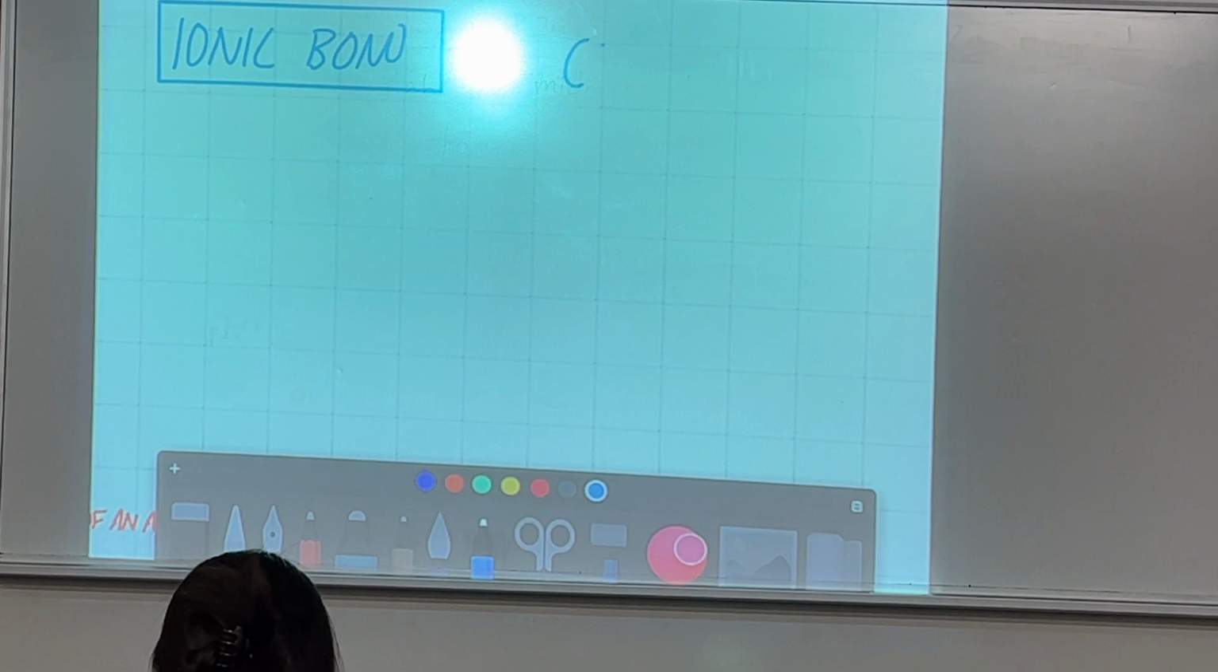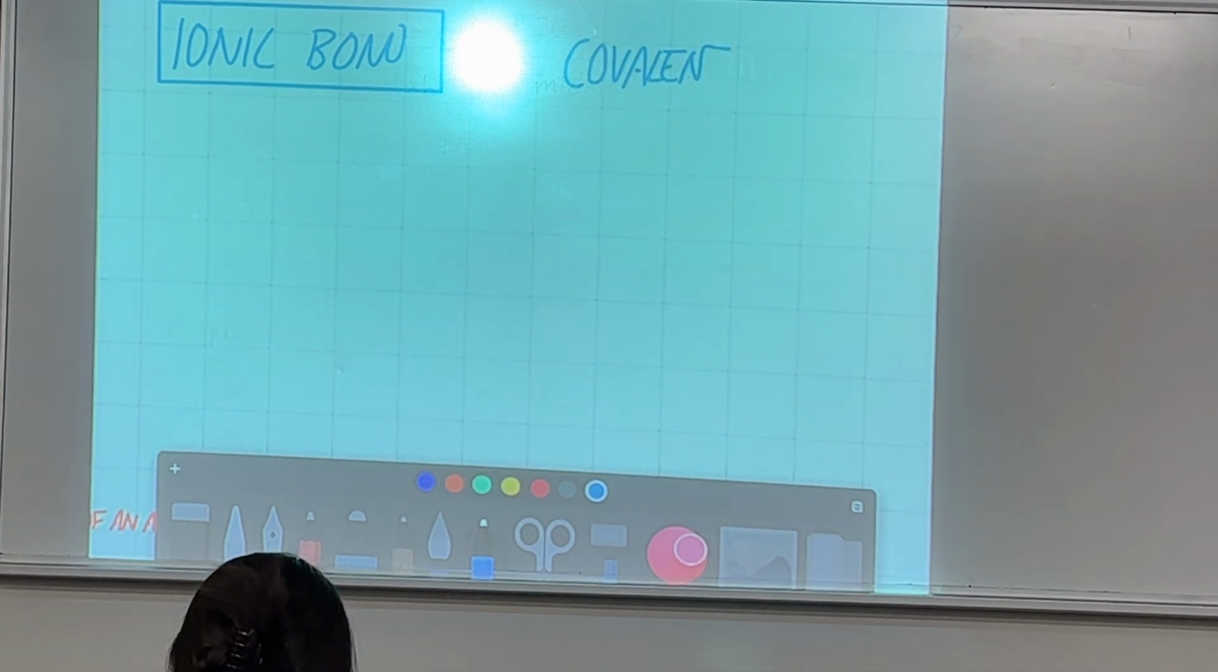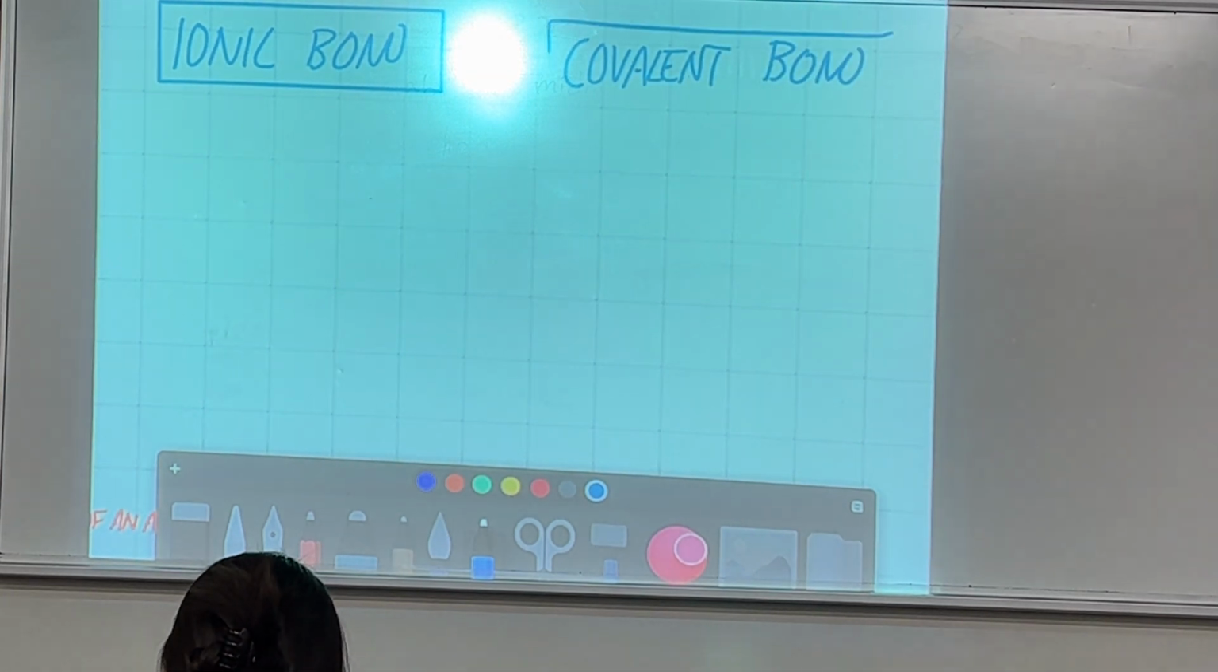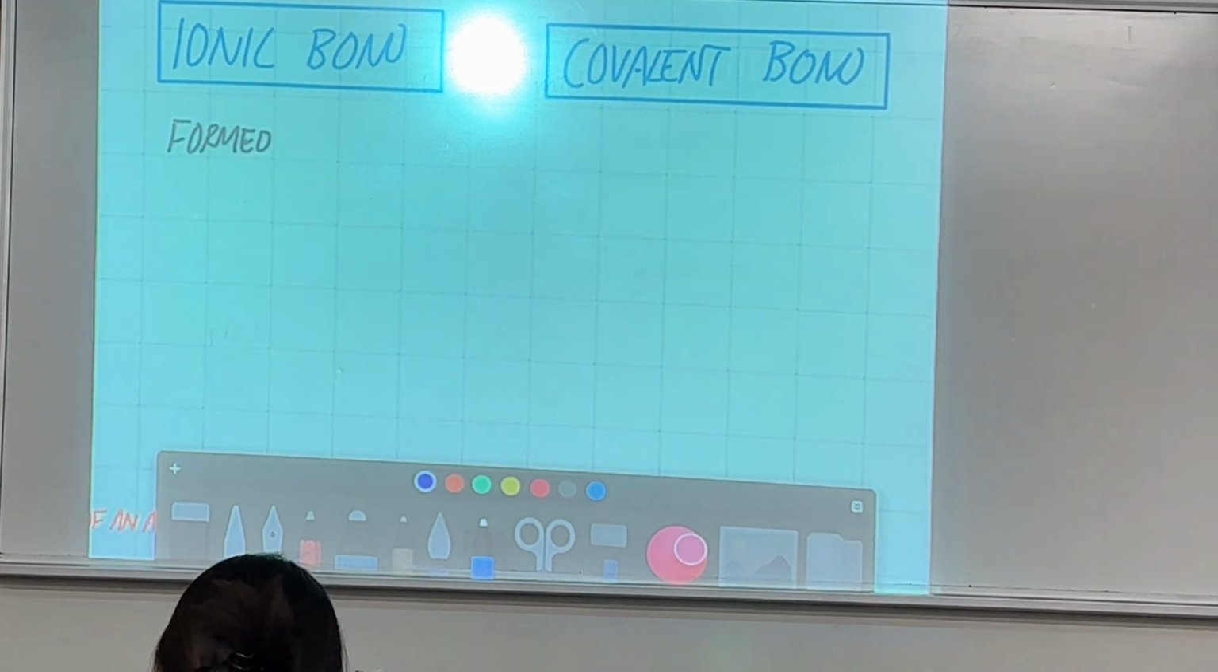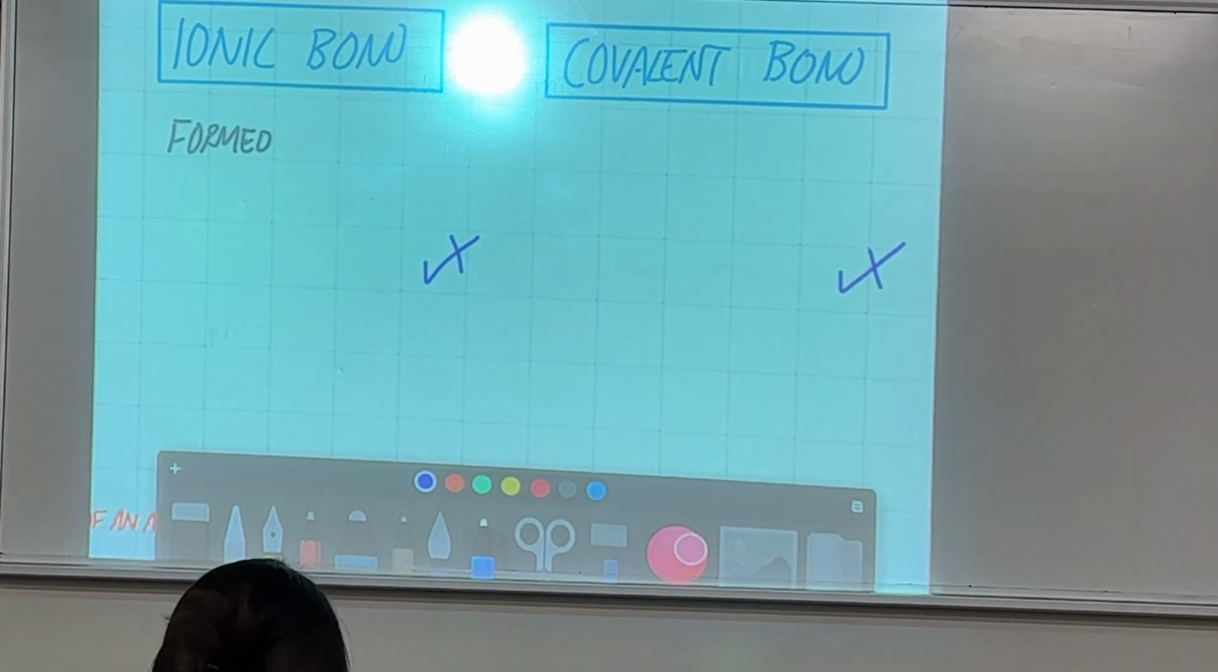Now we refine this definition a little bit more. Can you put this down? In Form 4, we learned that ionic bond is formed between metal and non-metal. But I wanted to put a tick and a cross here, as you saw, I should say.